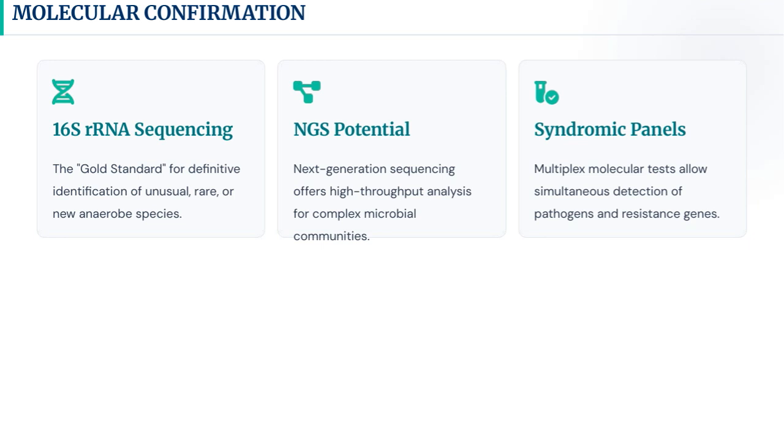Multiplex molecular tests let us detect multiple pathogens and resistance genes all at once, saving time and increasing accuracy. Syndromic panels target specific groups of microbes based on symptoms. Then, next-generation sequencing, or NGS, takes it further, analyzing complex microbial communities at high throughput. For those unusual or rare anaerobes, 16S rRNA sequencing remains the gold standard, the definitive way to identify them with confidence.